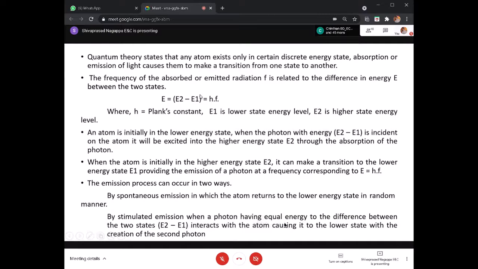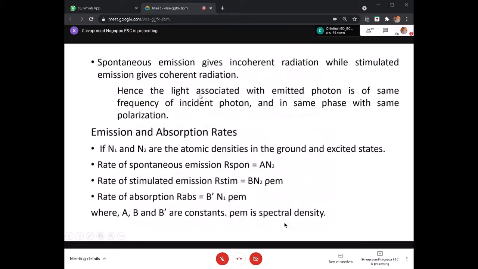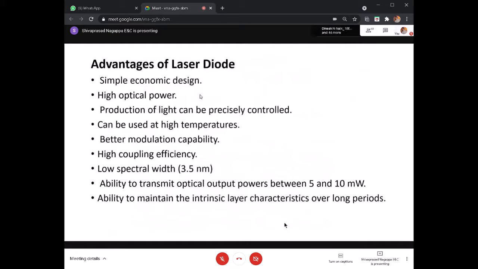I think we had discussed this thing, right? Yes, I think. So advantages of laser diode, I think we had discussed. Yes or no?